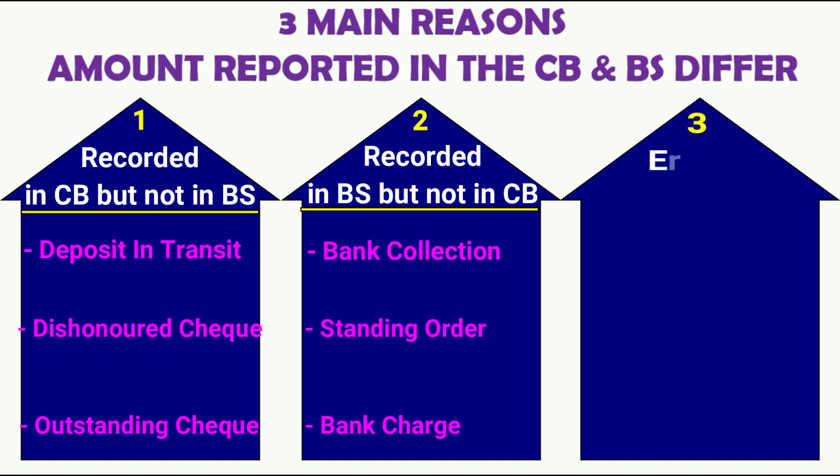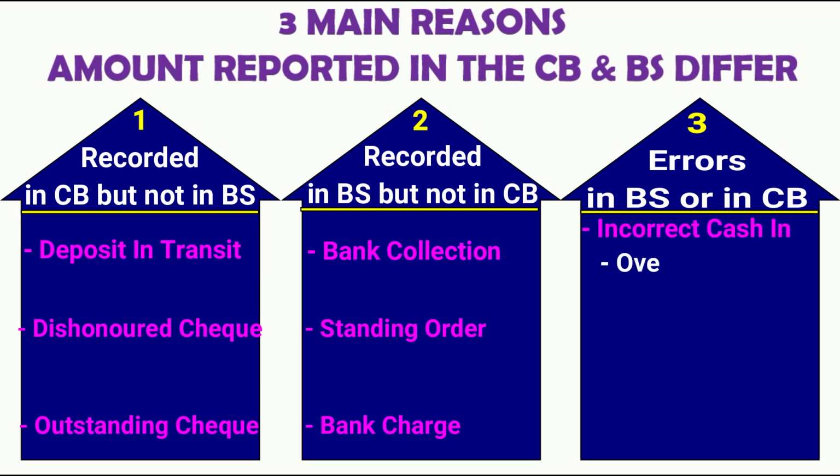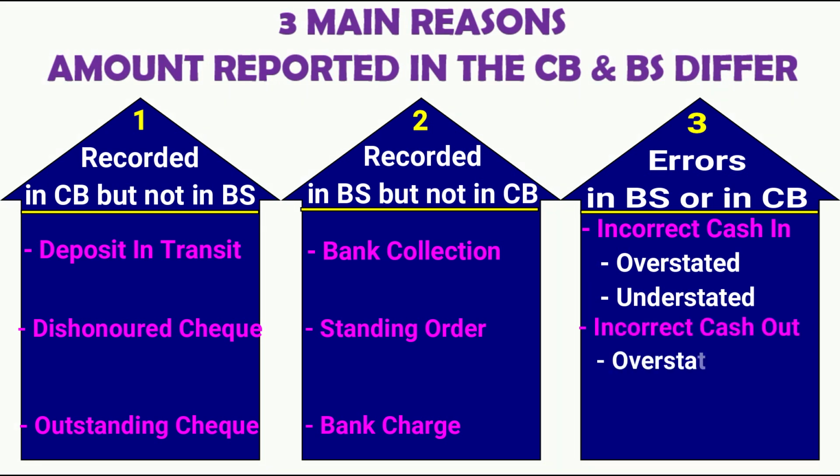Number three, errors in bank statement or in cash book. Okay, this is due to cash in, whether it is overstated or understated. Cash out, whether it is overstated or understated. And the last one is incorrect debit or credit. Okay.